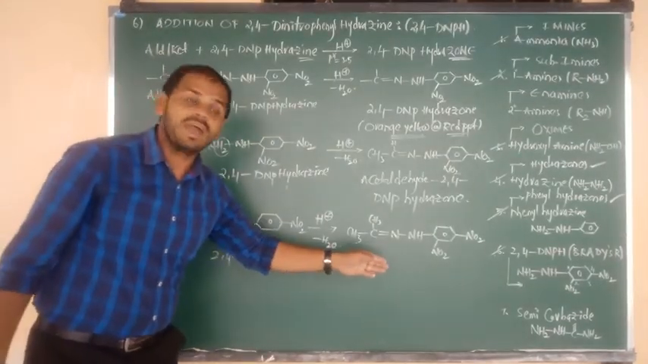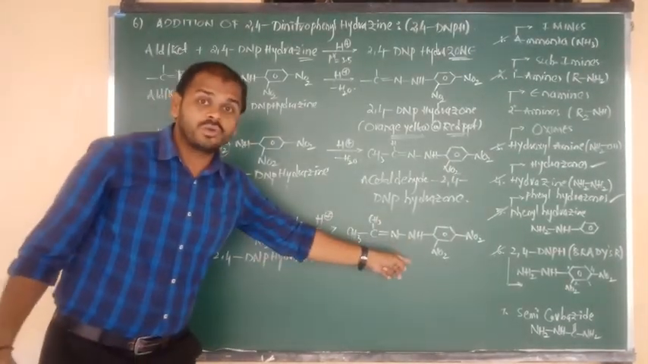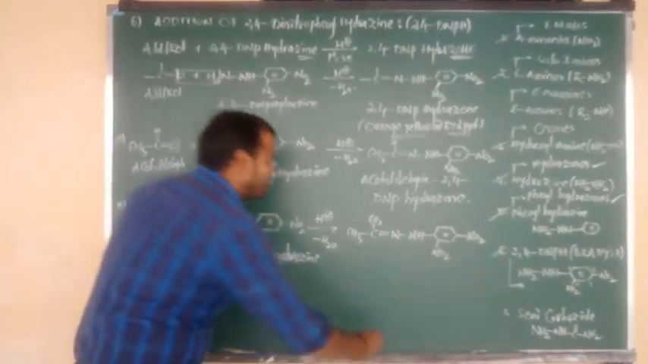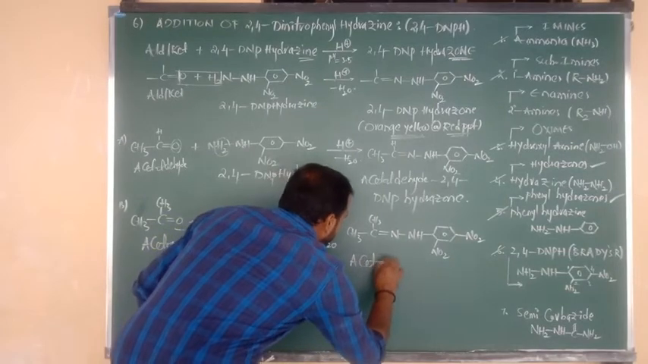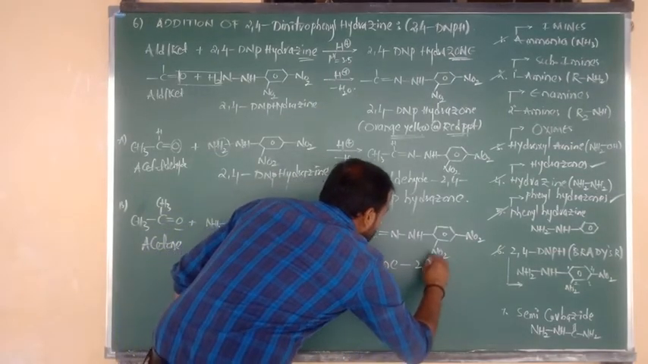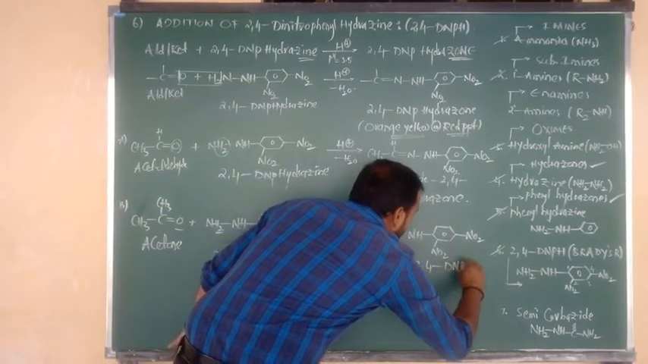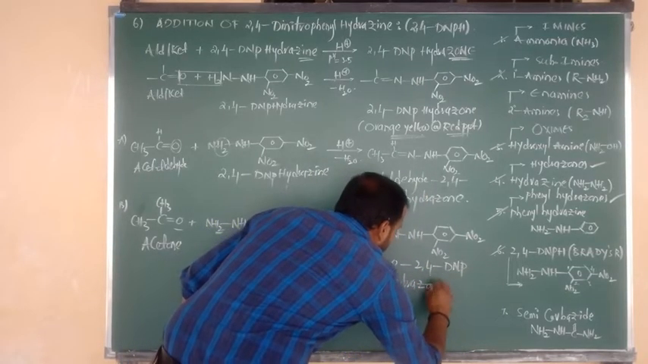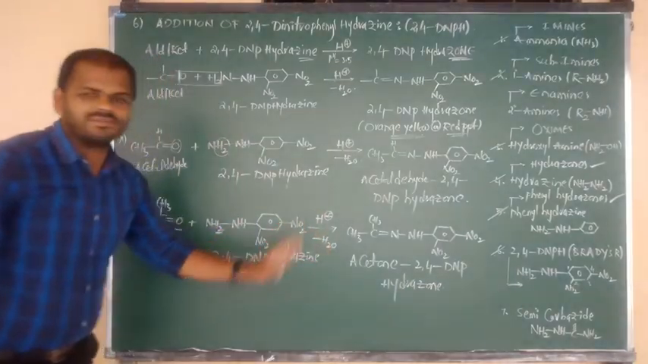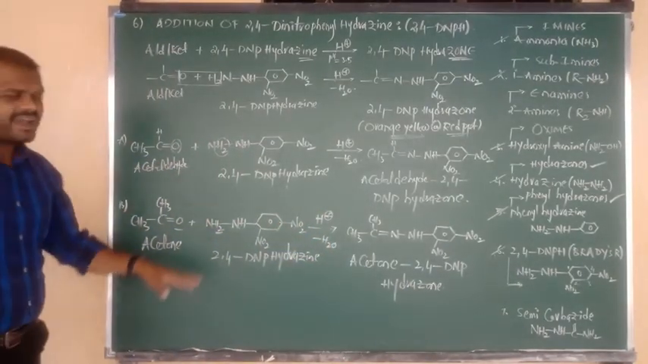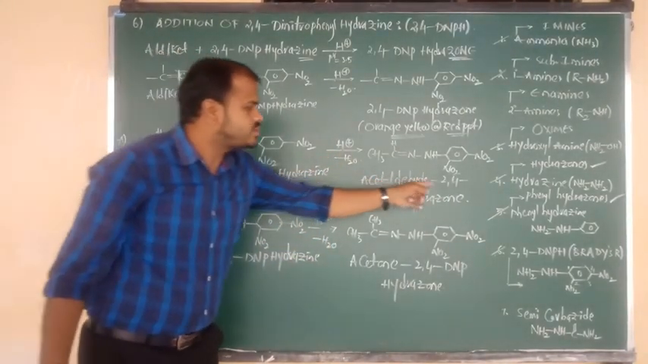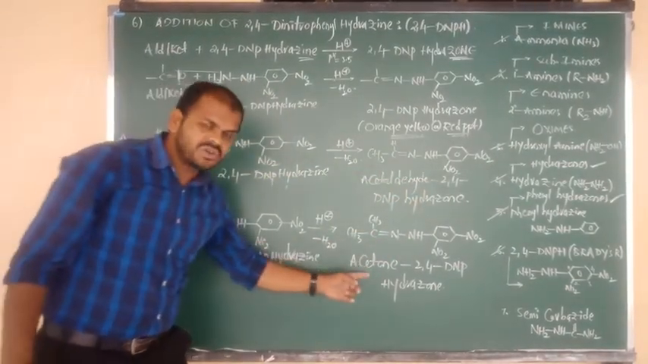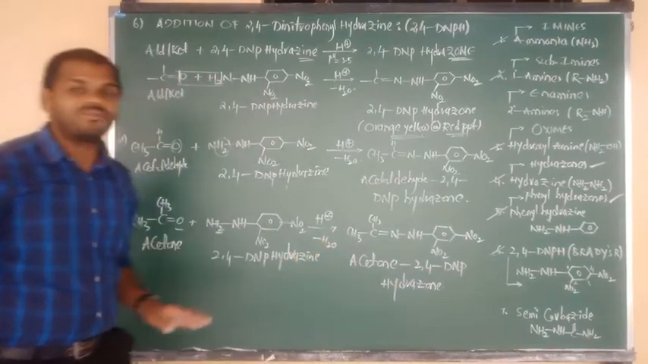2,4 dinitrophenylhydrazine is converted into a hydrazone, but that "-one" part is coming from where? Acetone. So the final product name is acetone 2,4 dinitrophenylhydrazone. Hydrazine is converted into hydrazone. So acetaldehyde gives acetaldehyde 2,4 dinitrophenylhydrazone. Acetone gives acetone 2,4 dinitrophenylhydrazone.